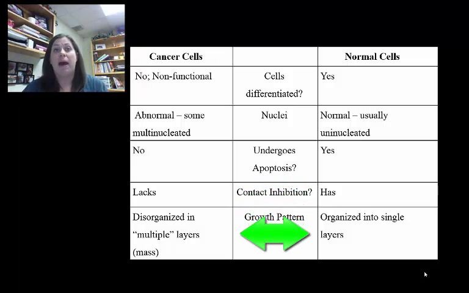That brings us to growth pattern. In normal cells, they grow in organized single layers. However, in abnormal or cancer cells, they are disorganized in multiple layers, and this is again what creates a mass. So this is going to be one of those that's a matching. So on the matching, if I was to say this type of cell undergoes apoptosis, you would pick normal cells. Or if I said the growth pattern for this cell is disorganized, that would be cancer cells. Okay, so you're going to use this as more of a matching.